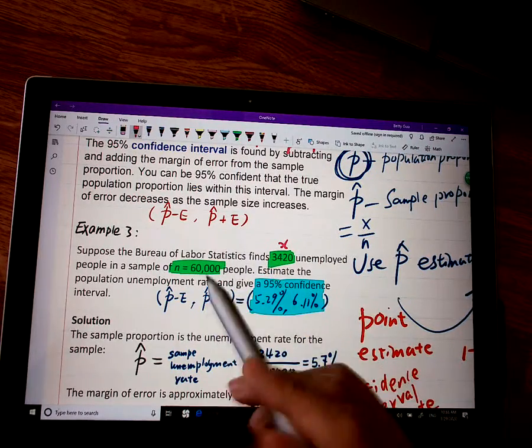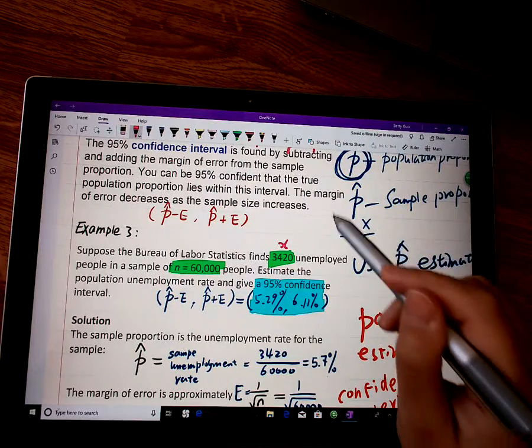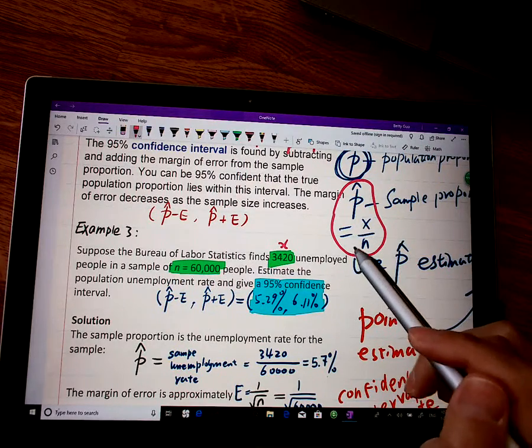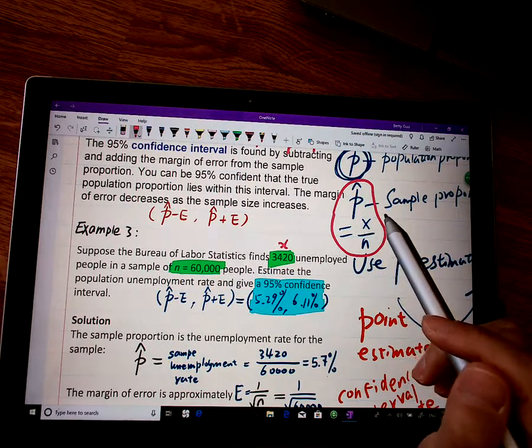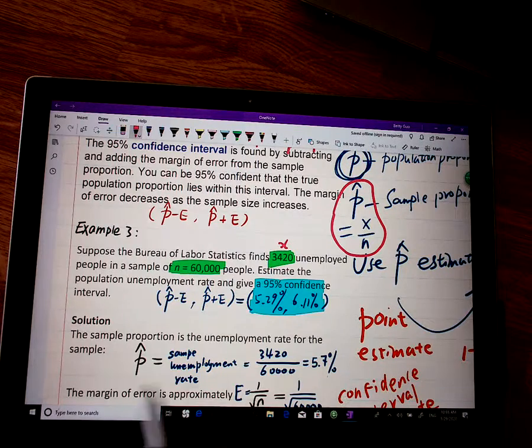So by using the formula p hat equals x over n, you could find the sample proportion equals 5.7%. You can pause here and use your own calculator to confirm this percent.